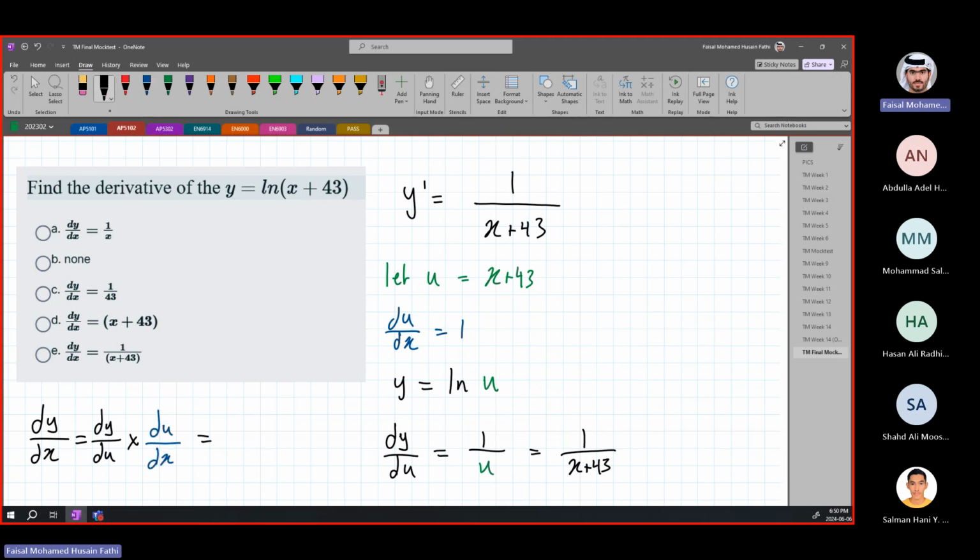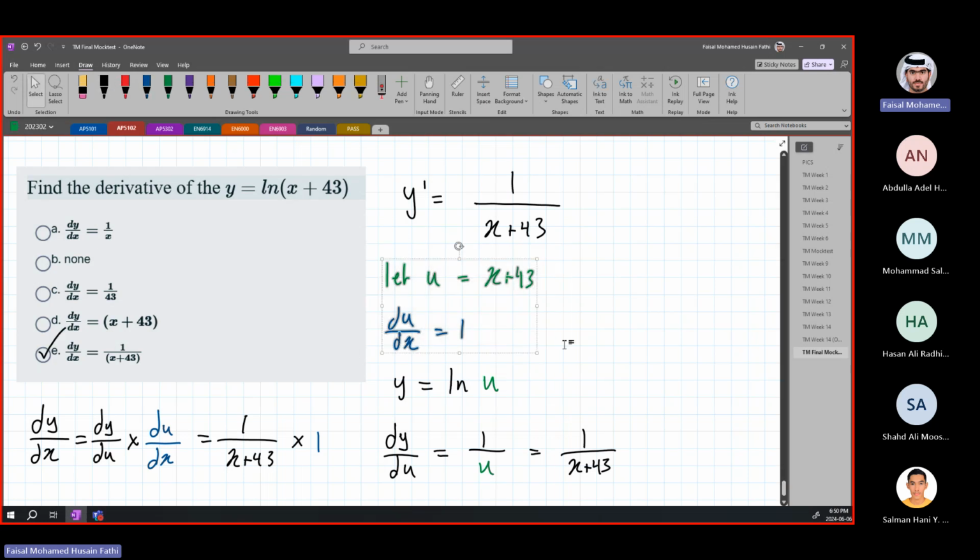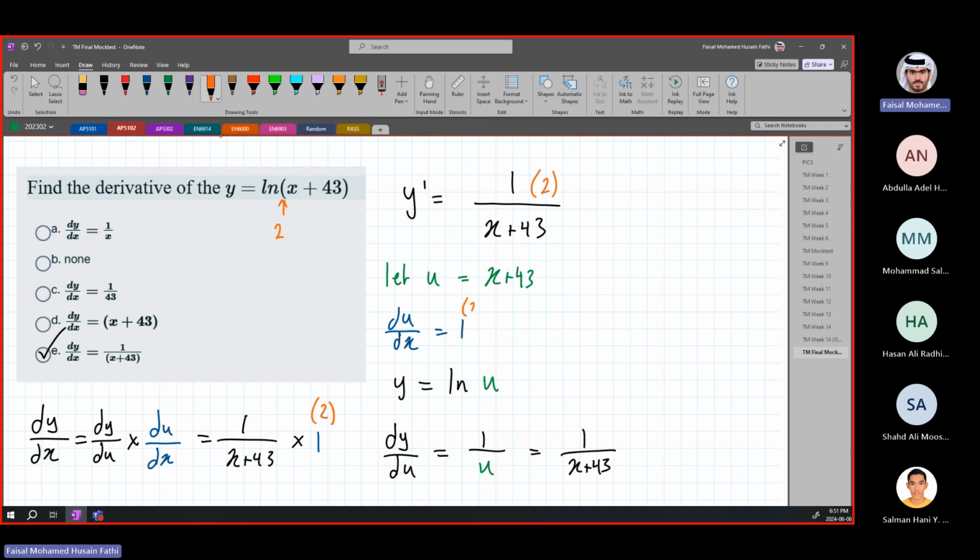It is equal to 1 over x plus 43 times 1, or simply 1 over x plus 43. All right. So using the chain rule, the reason this will change is if you have a different value over here. Let's say, for example, there was a 2 over here, you're going to have a 2 multiplied up top. And then this will be 2, and this will be 2. The du, because we have a 2 over here.